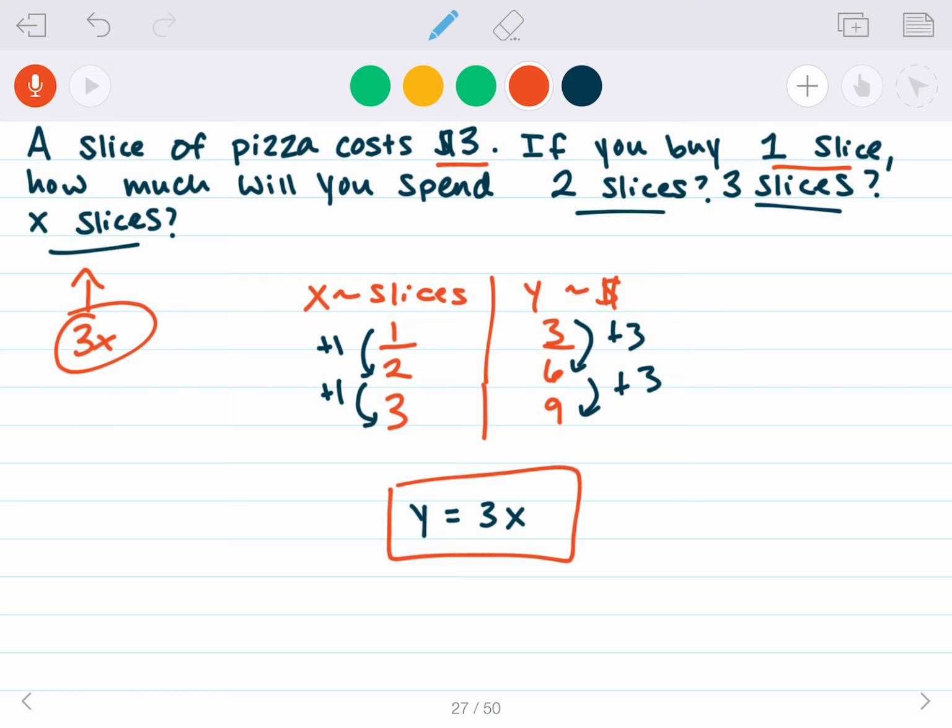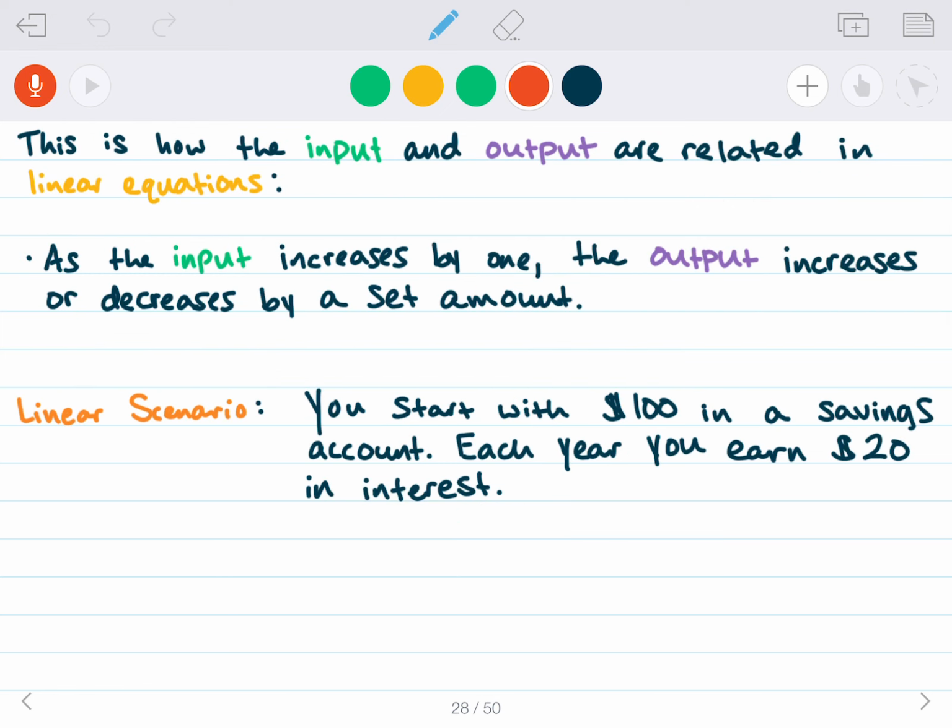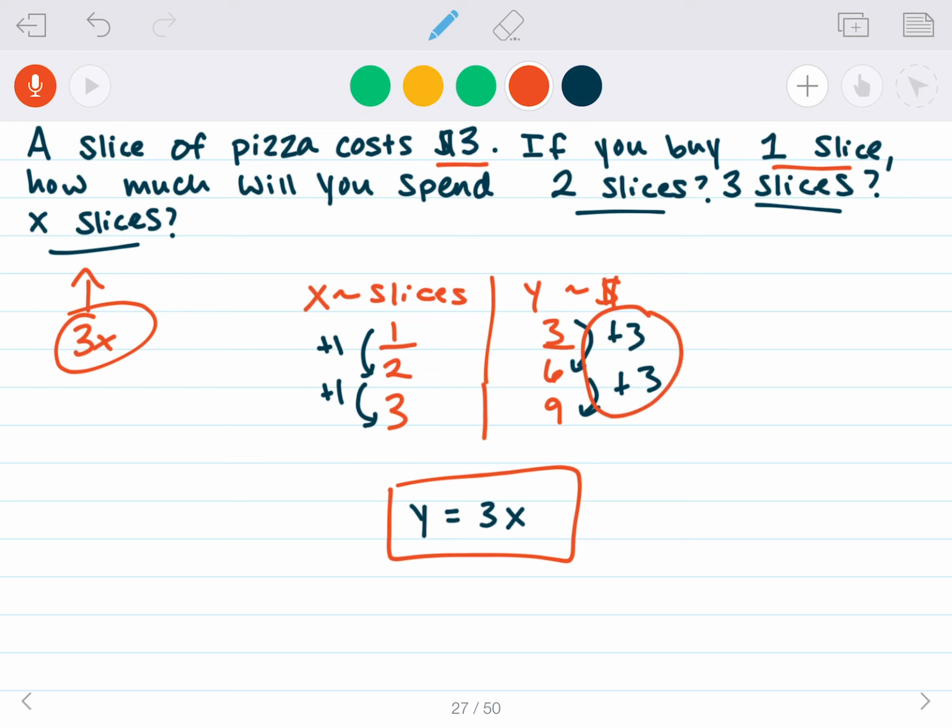And this is a linear equation. Okay, so the idea here again with this table representation is if we're increasing by a set amount in the y value for every x, then it's linear. Okay, so this is how the input and output are related in linear equations. So again, as the input increases by 1, the output increases or decreases by a set amount. That's what makes it linear. So in our pizza example, that set amount that we were increasing by for every 1 unit was 3.